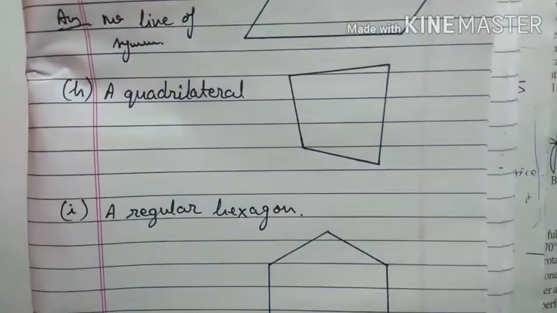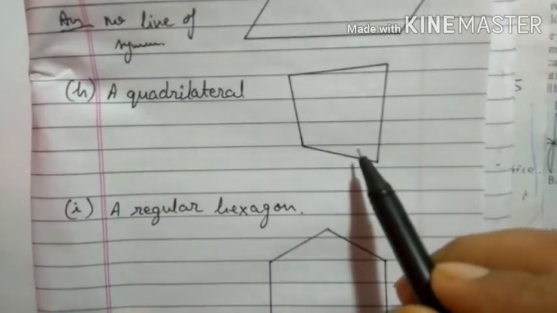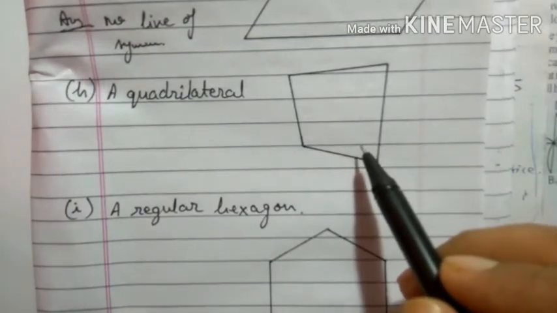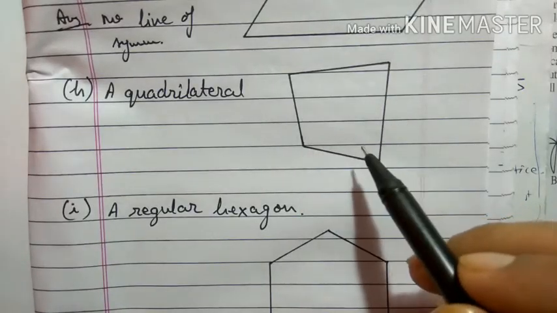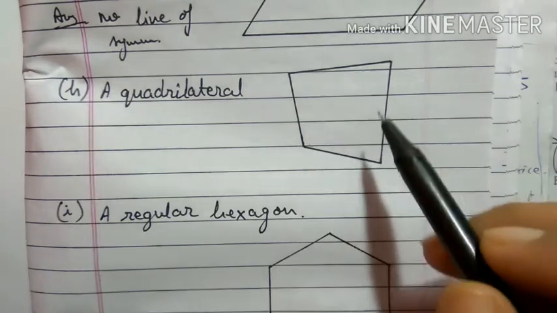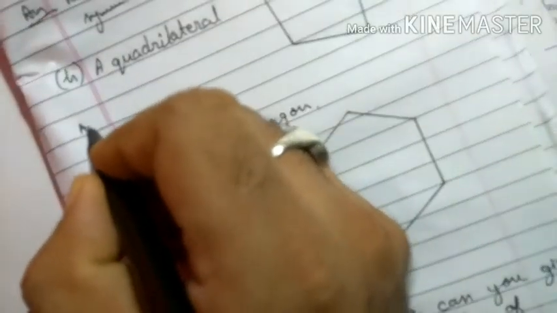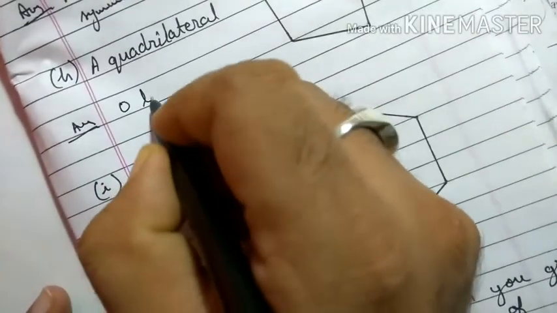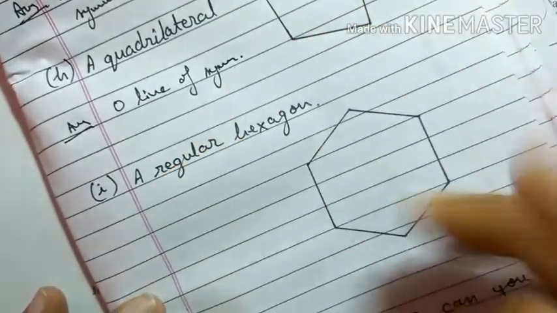Now the next one is a quadrilateral. So it is a general quadrilateral, not specific. General quadrilateral means all the four sides are of different length. There is no specific criteria in this. So there is no line of symmetry in such a general quadrilateral. So we may write zero line of symmetry or no line of symmetry.